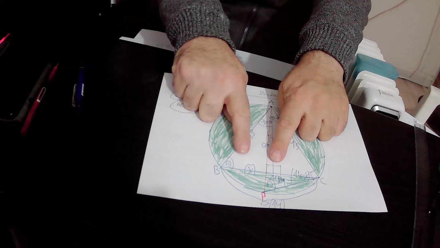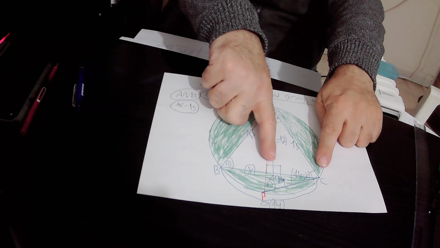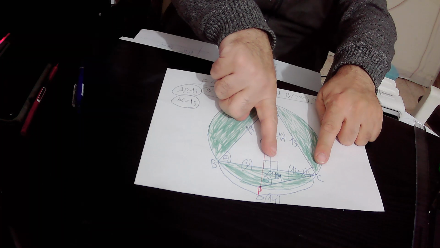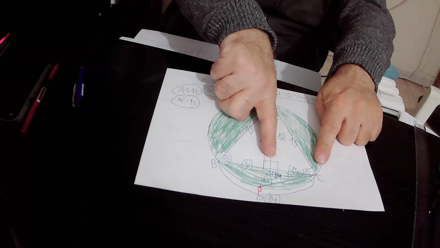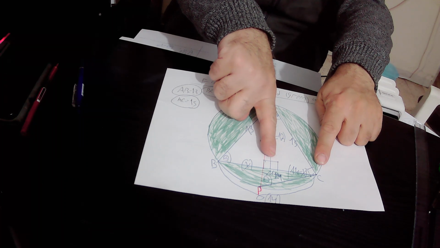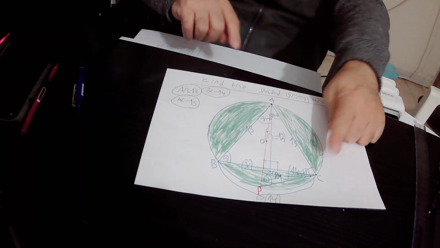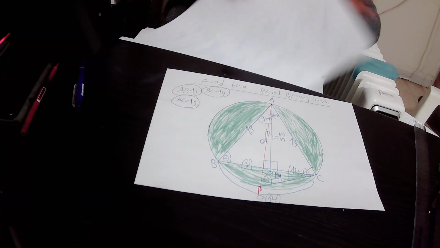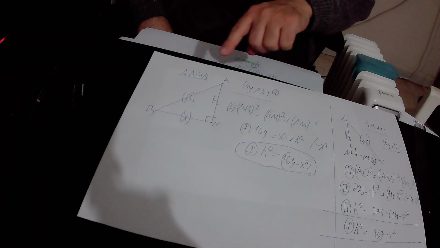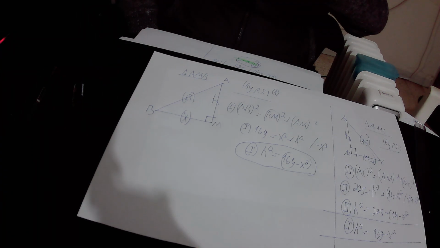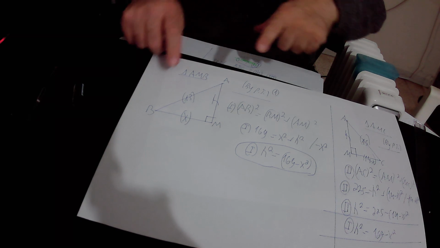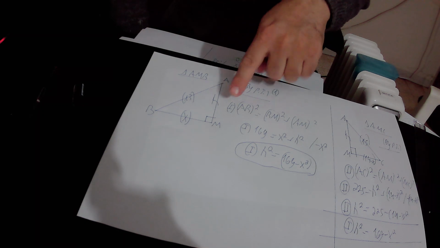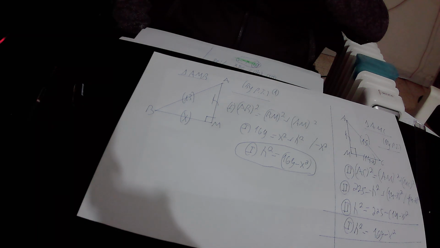So if we define line segment BM as x, then the missing side MC must be equal to BC minus BM. That is to say, BC is 14 minus BM, that is x. So in total, MC must be equal to 14 minus x. So actually, this is the right triangle ABM that I copied from the original drawing. Side AB equals 13 itself, side BM equals x according to our definition, and side AM equals h also according to our definition.